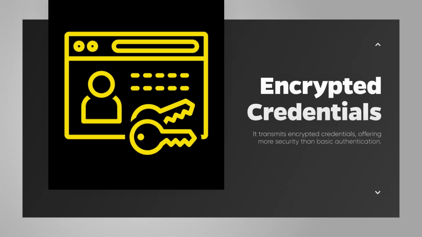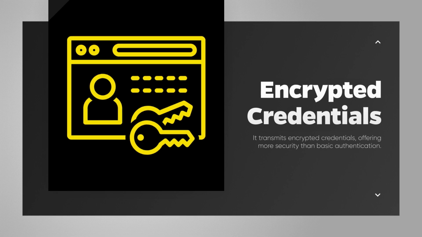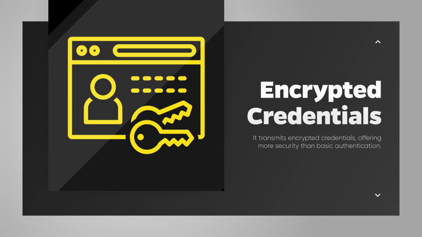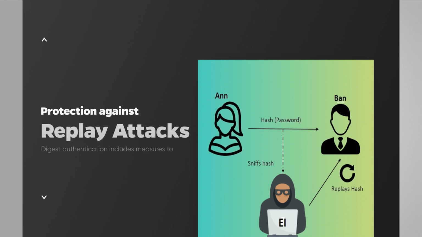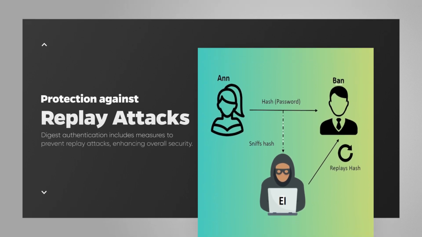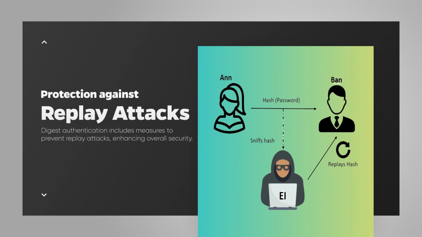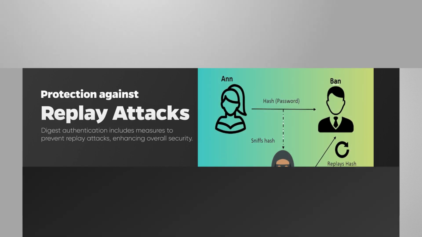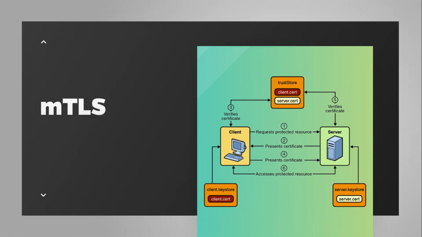By encrypting the credentials during transmission, digest authentication mitigates the risk of interception and eavesdropping, enhancing overall security. Digest authentication includes measures to prevent replay attacks, enhancing overall security. This protection is achieved by incorporating timestamps and nonce values in the authentication process, making it difficult for attackers to reuse intercepted authentication data. Lastly, we will now explore the MTLS authentication method.